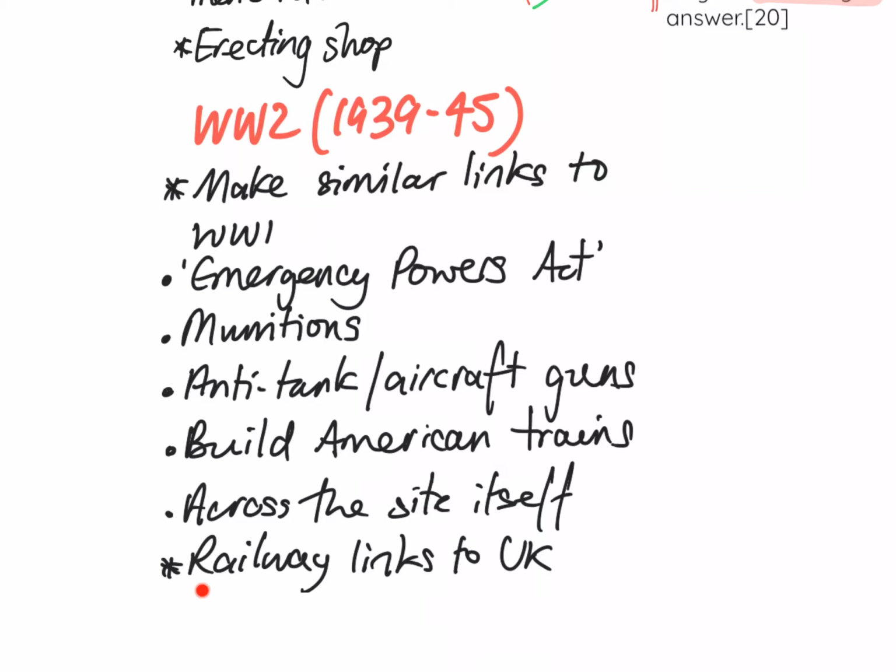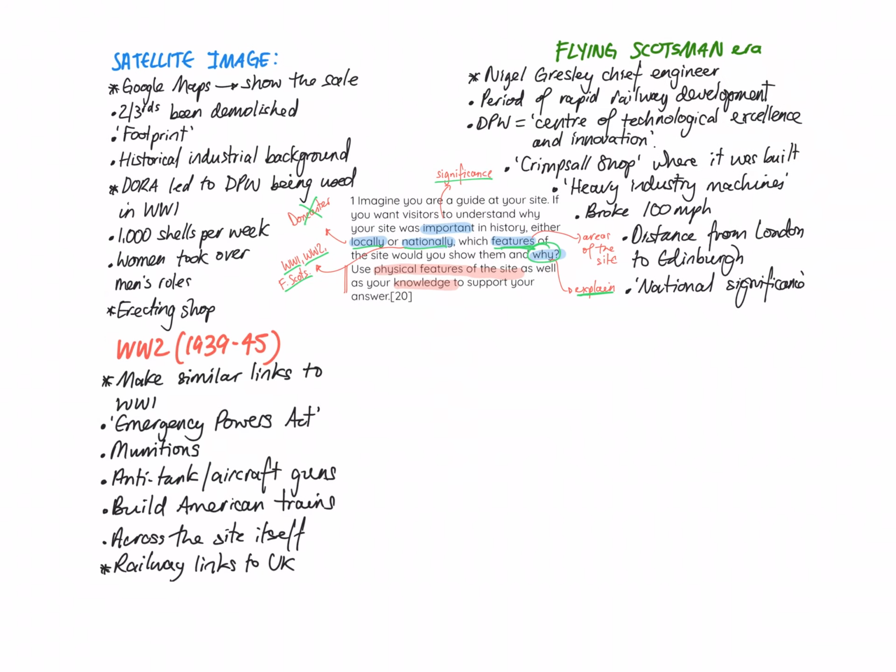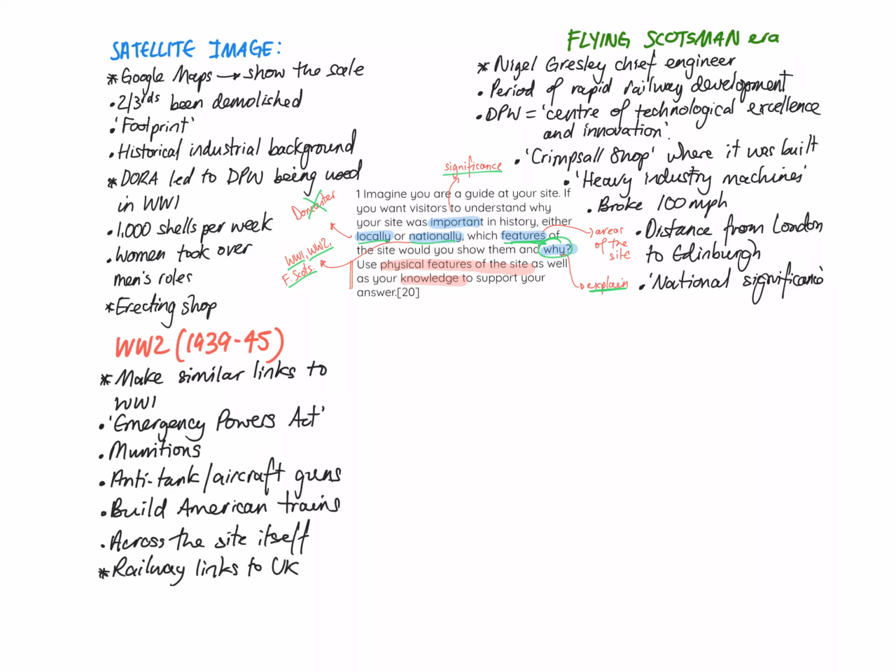Don't forget railway links. It's just by Doncaster Railway. It was significant because the railway lines went into the plant works and they could transport all of this down to the south of England for D-Day and World War II. So just going back to the bigger picture, there's one more thing that I want to tie all the different areas up with.